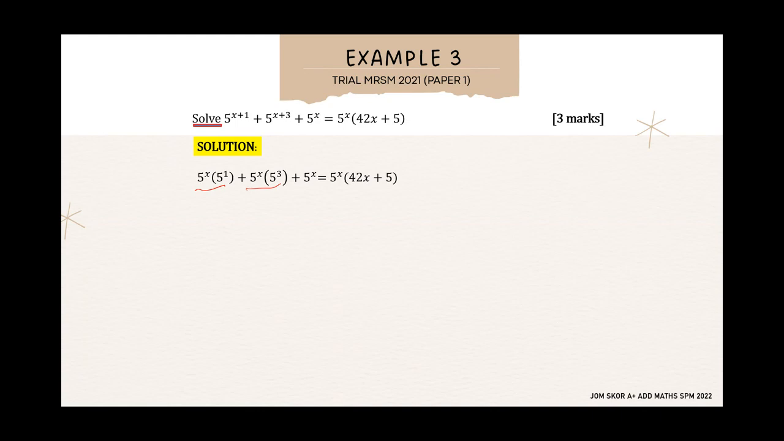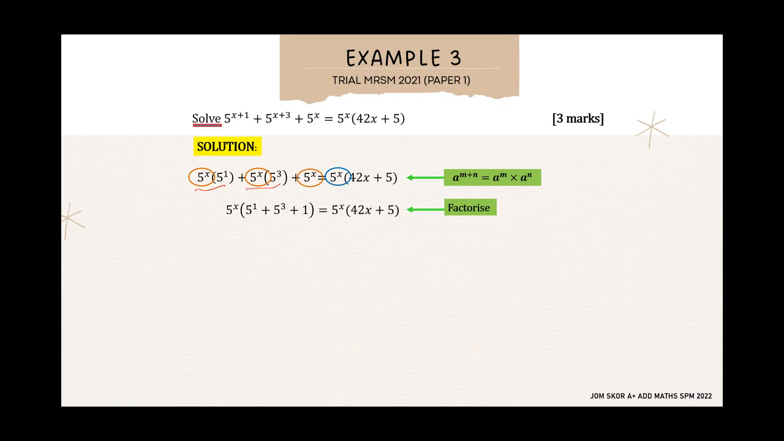Okay, right. Sekarang, cuba kita tengok pada equation ini. Ada term yang sama kan? Kita ada 5 to the power of X on your left hand side. So, bila ada term yang sama, kita akan factorize. So, keluarkan 5 to the power of X. Okay, on the right hand side memang dah ada 5 to the power of X. Jadi tidak ada masalah lah. On your left hand side, kita dah keluarkan 5 to the power of X di dua bracket. Jadi kita tengok satu persatu.